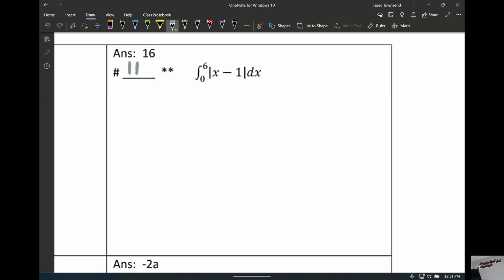Because of these absolute value signs, it complicates it more than that. You can't do it that way, because you're just pretending like there's no absolute value. Look, look, look.